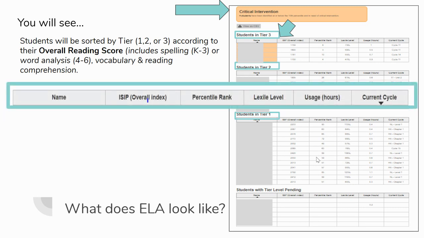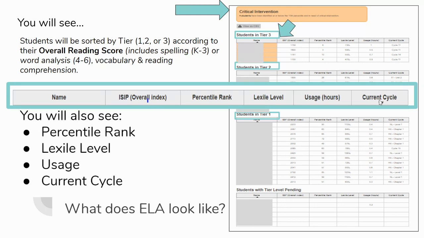So the other piece that you'll notice on this report is there'll be some headers at the top. You'll have the student's name, their overall ISIP score, the percentile rank, the Lexile level, their usage hours, and the current cycle. What you're likely going to notice is on the current cycle option, there is a little button here, the little drop-down arrow, and if you click that, it'll actually sort the students within that tier group based on their current cycle.